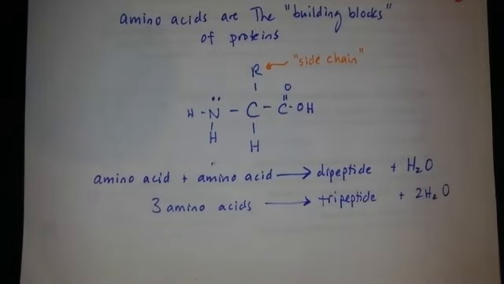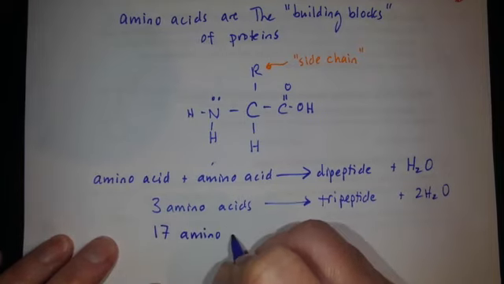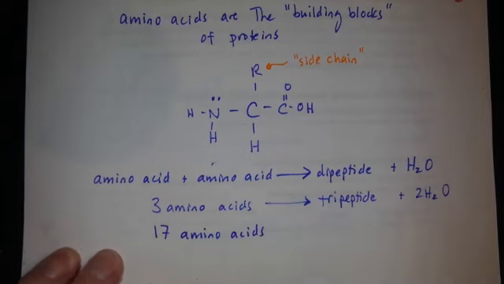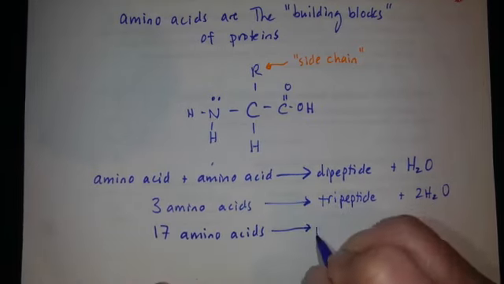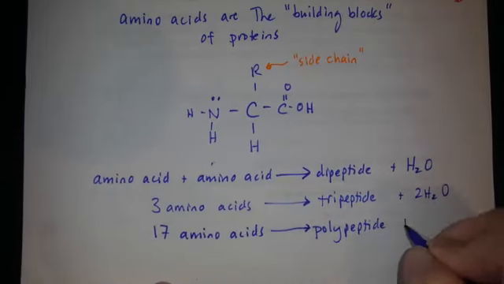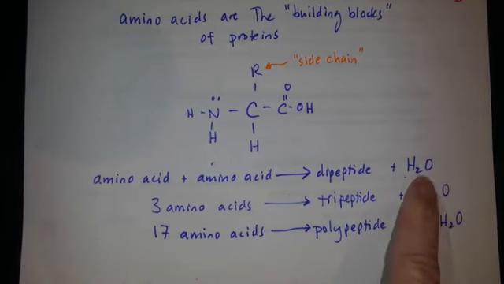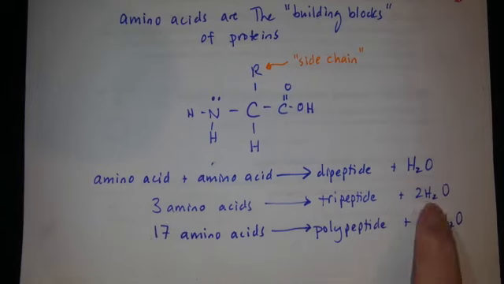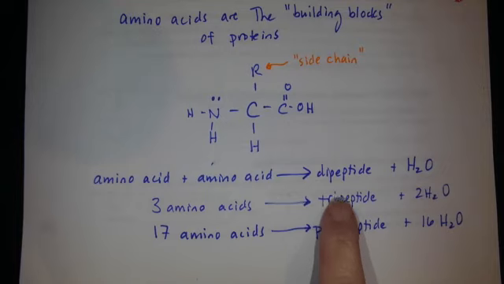What if you had, let's make this up, 17 amino acids combining one after another in the condensation reaction? We don't have a prefix that stands for 17, but that would be called a polypeptide. And you always have one less water. 2 amino acids gives 1 water, 3 amino acids gives 2, and so on. But this is our focus. 2 amino acids, dipeptide, 3 would be a tripeptide. More than 3 even, we would just call a polypeptide.